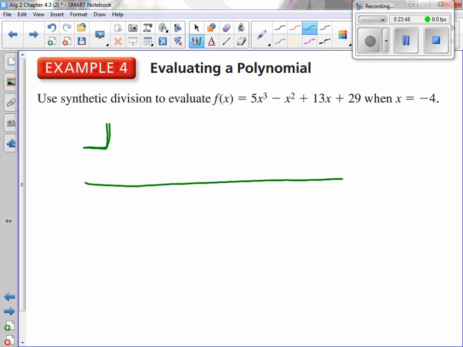The value that comes out of the function, if I were to plug it in, so saying 5 times -4 to the third minus -4 squared plus 13 times -4 plus 29, will be the same as the remainder. I have a question. Have you already technically plugged in whatever variable is? Yes.